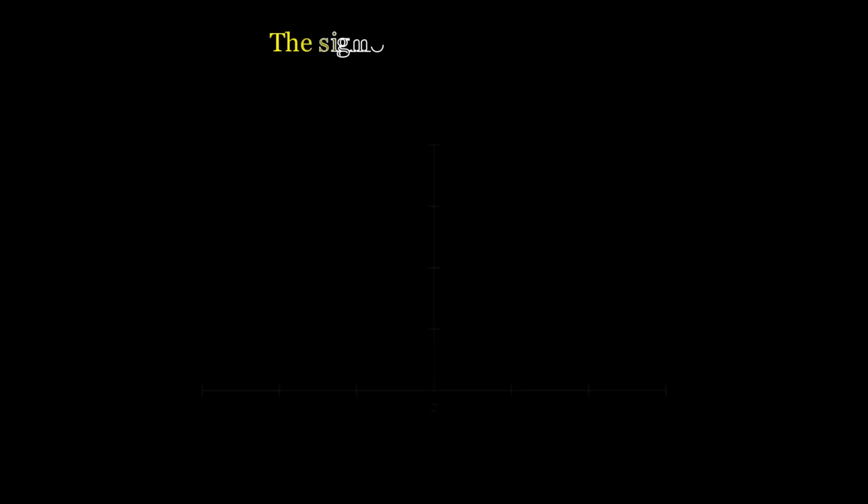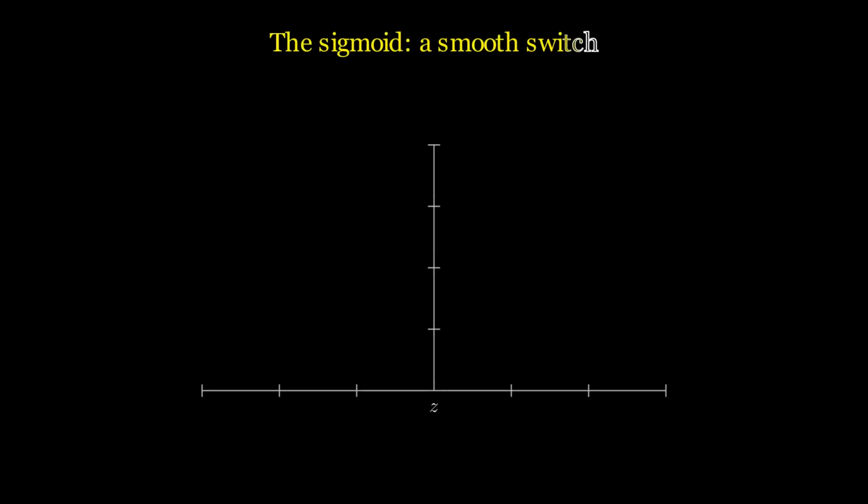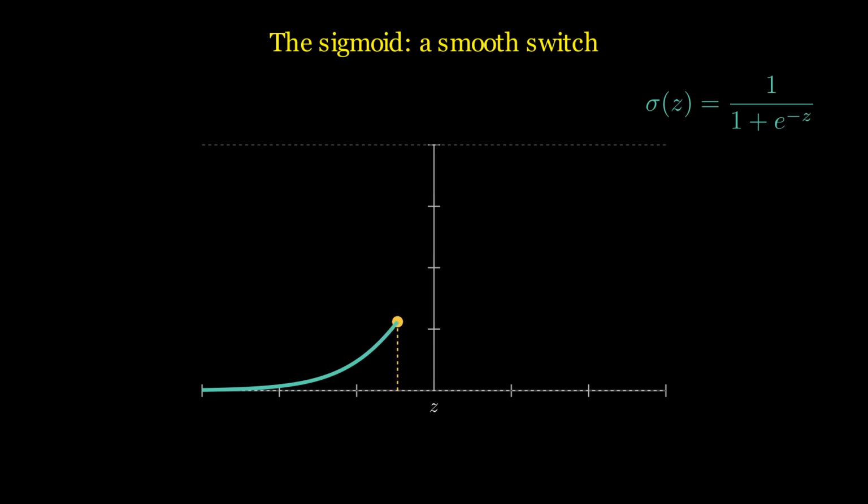The fix is one beautiful function, the sigmoid. Written sigma of z, it's 1 over 1 plus e to the minus z. Forget the formula for a second and just watch its shape. Feed it a very negative number and it hugs 0. Feed it a very positive number and it saturates at 1. And right at 0 it passes through exactly 1/2. It's a smooth S-shaped switch that takes any real number on the whole line and gently squashes it into the range between 0 and 1, exactly where a probability lives.